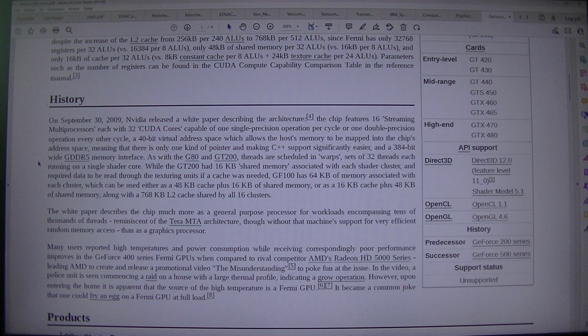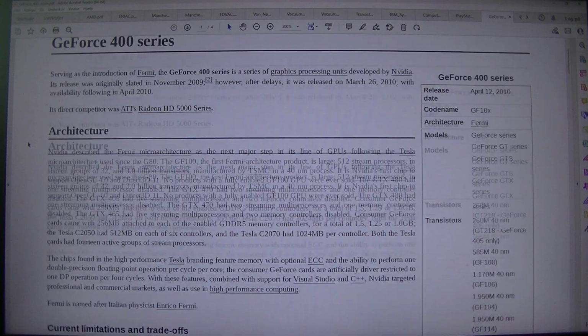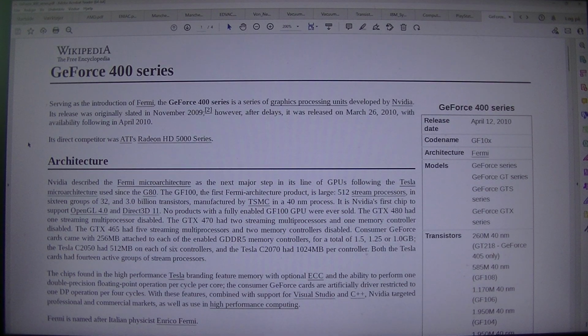470, GTX 480. API support: Direct3D 12.0, feature level 11_0, Shader Model 5.1, OpenGL 4.6. History: predecessor GeForce 200 series, successor GeForce 500 series. Support status: unsupported. Serving as the introduction of Fermi, the GeForce 400 series is a series of graphics processing units developed by Nvidia.